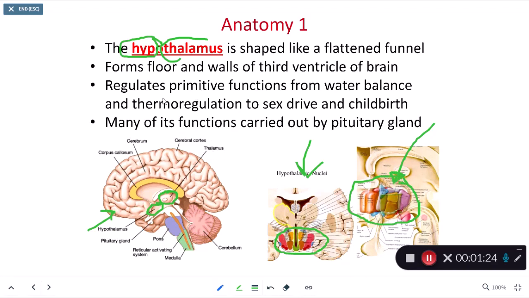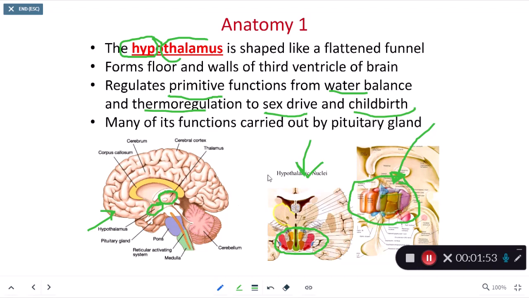I want to emphasize that the hypothalamus focuses on primitive functions. When I say primitive functions, I mean functions that we must have to stay alive. Things like fluid or water balance in our bodies, body temperature, or sex drive, and it helps to regulate childbirth as well. No hypothalamus means no human beings, no human species. Most people with a malfunctioning hypothalamus will not live a long time at all, and will pass away in a very short period of time.